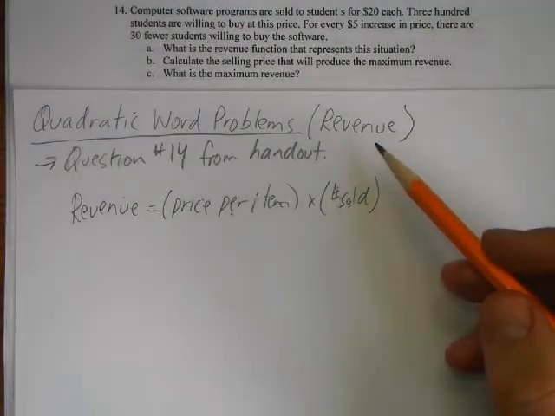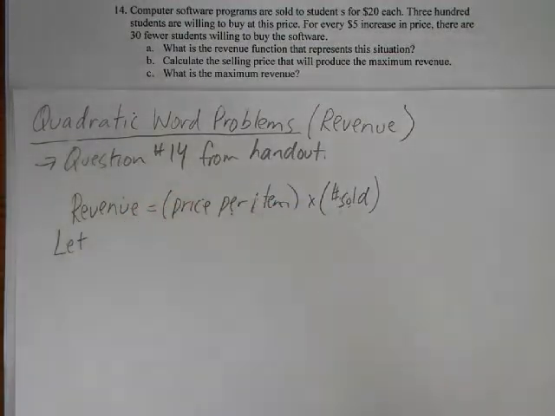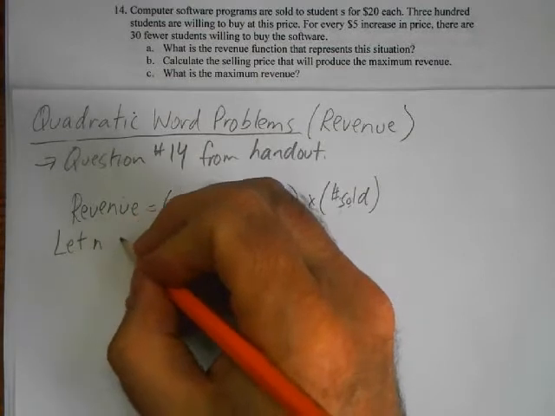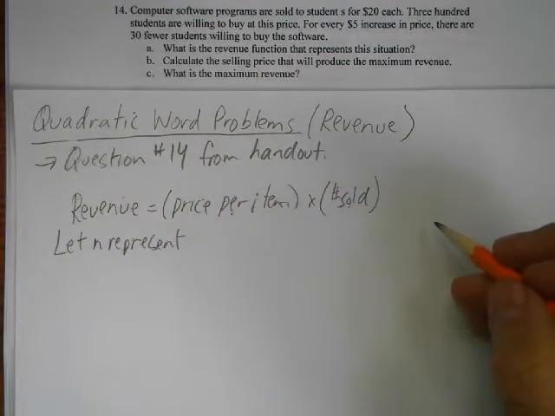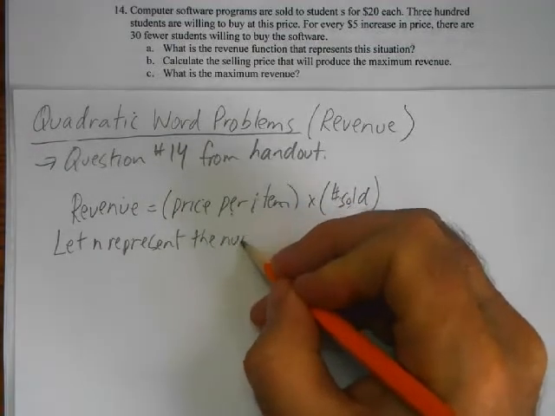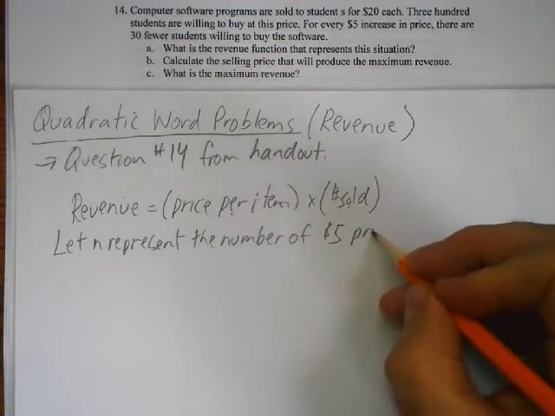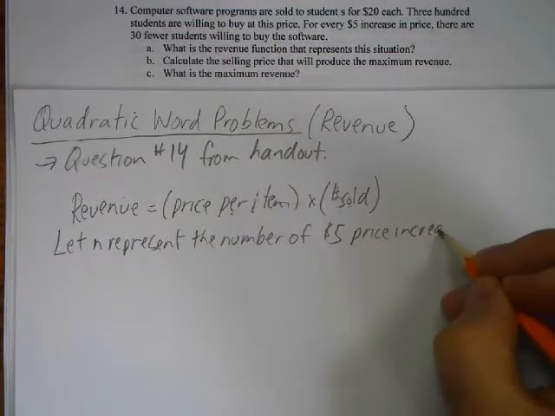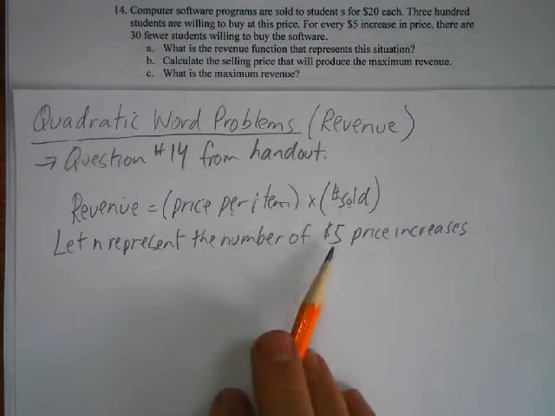And it's not the obvious variable. The variable is not going to be what price should we charge, and I'll show you why. So I'm going to use n, let n represent how many price increases of $5 we're going to have. So the number of $5 price increases.